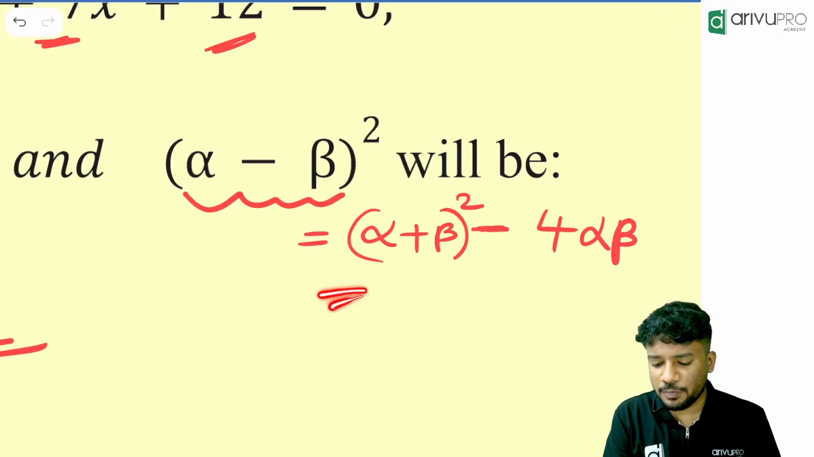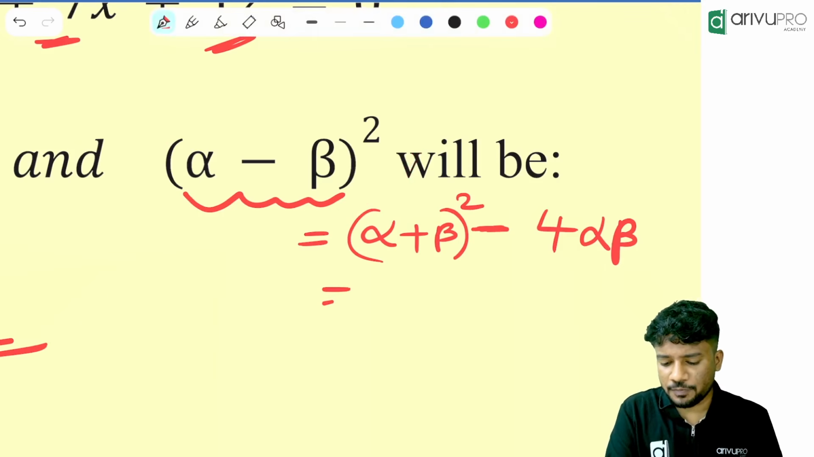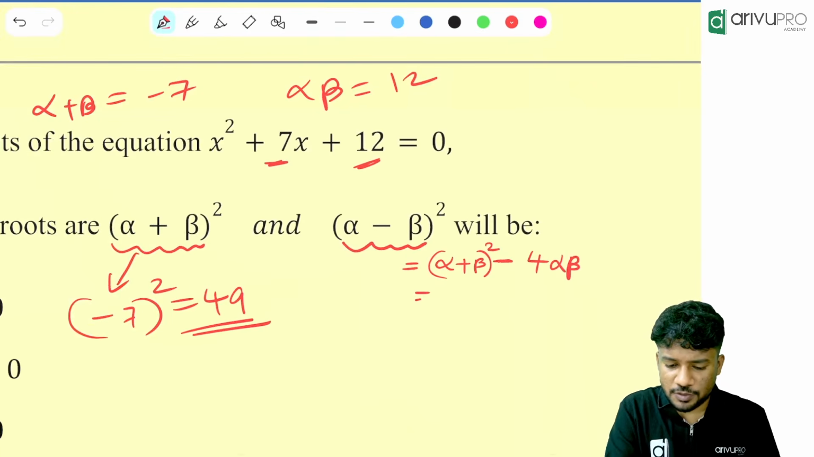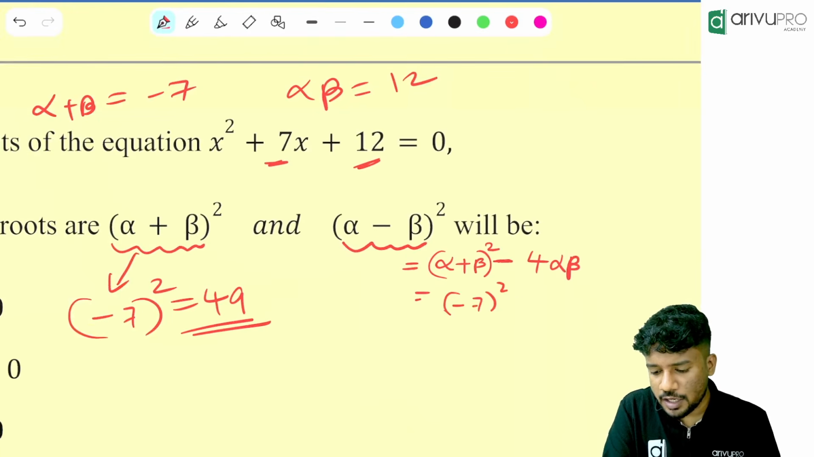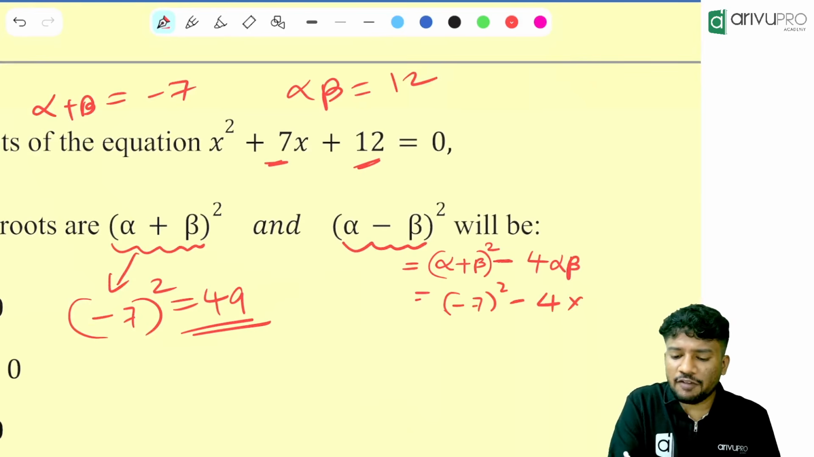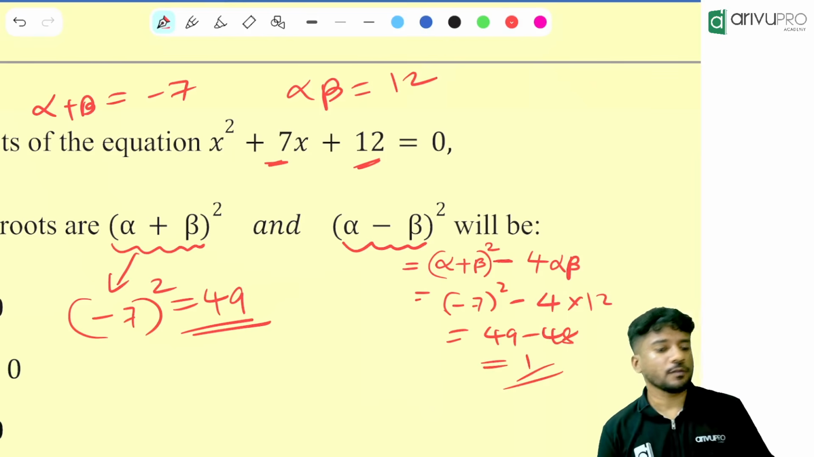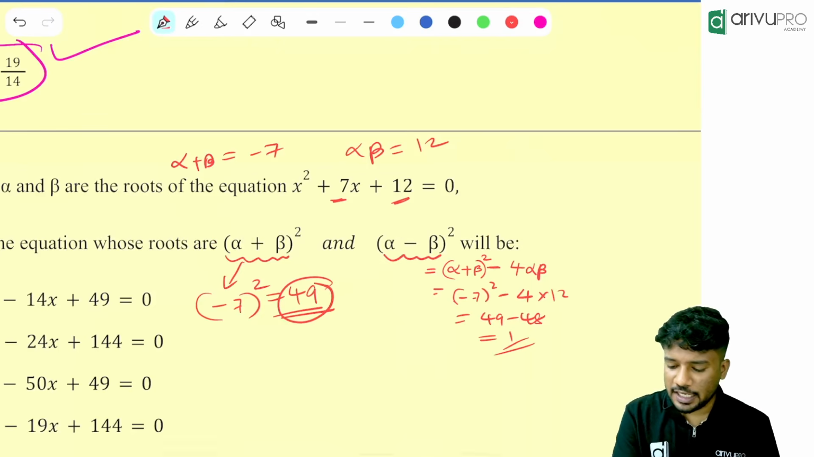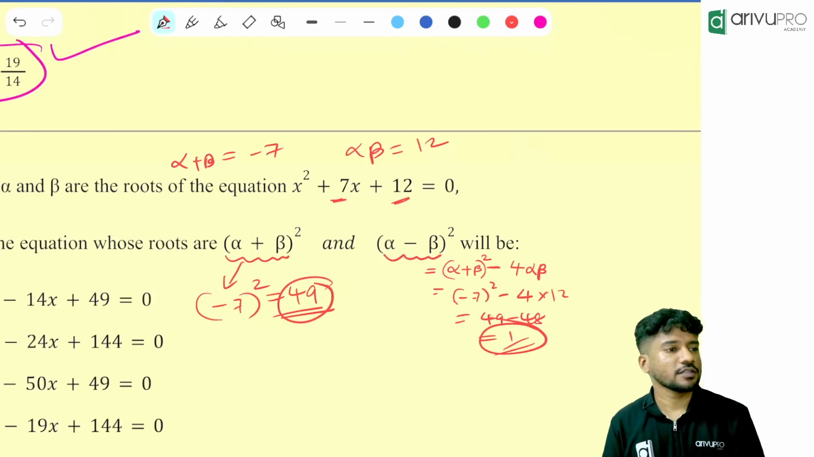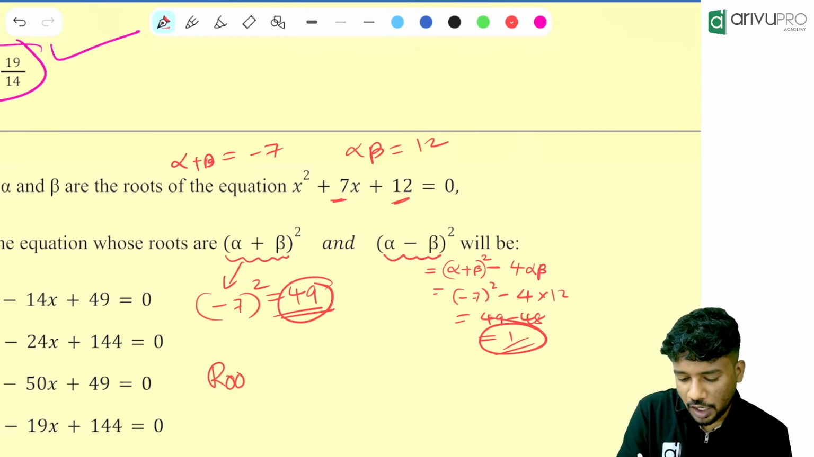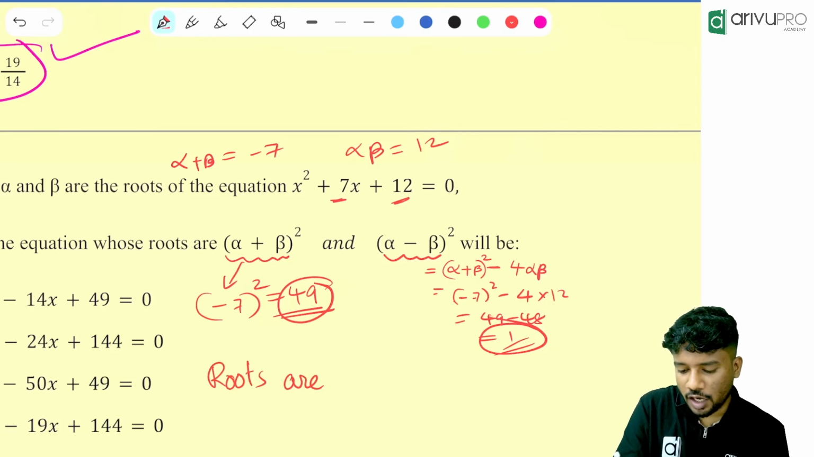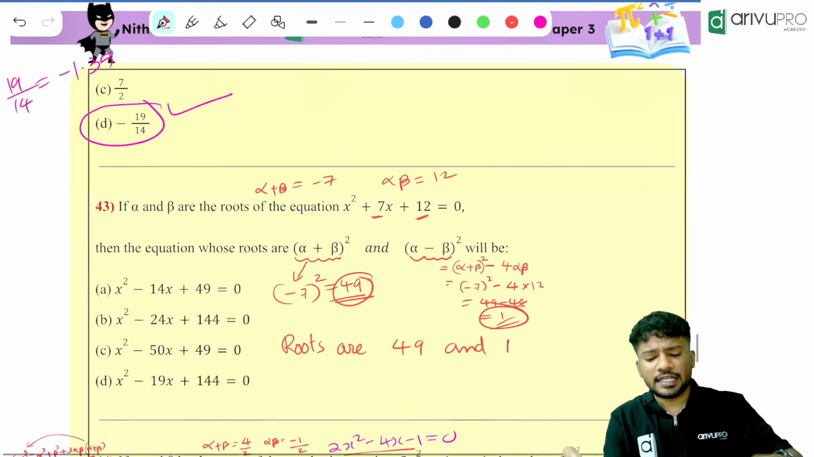Now what is alpha plus beta the whole square? Can anyone tell me? Alpha plus beta is -7, the whole square, minus 4 into alpha beta, which is 12. So 49 minus 48 is equal to how much, people? 1. So one root is 49, another root is 1. Okay, roots are 49 and 1.